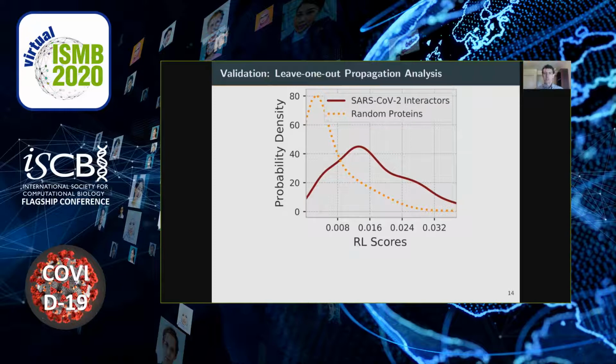Examining the propagation scores on the x-axis with the y-axis showing the kernel density estimate of the distribution of the scores, you can see that the distribution for the human interactors of SARS-CoV-2 is clearly shifted to the right compared to the random proteins, indicating that the interactors are, by and large, closer to each other in the network than to random proteins, with the Kolmogorov-Smirnov test comparing the distributions showing a statistically significant difference.